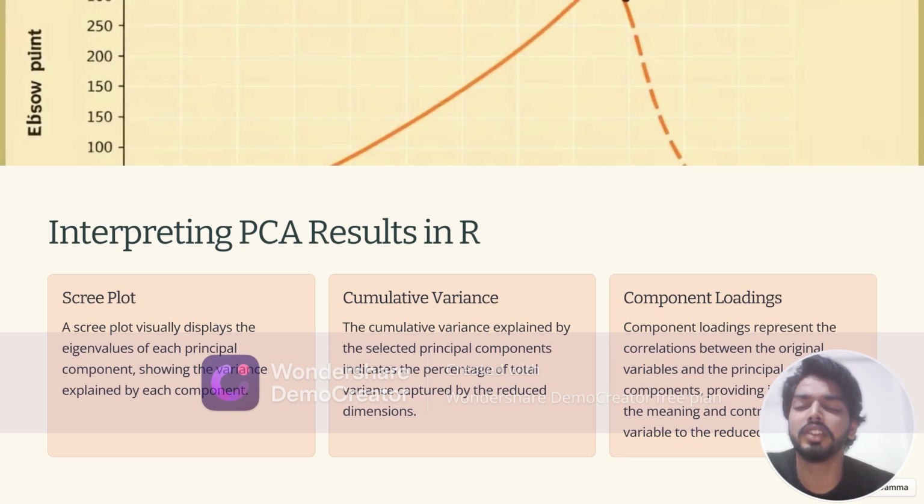Interpreting PCA results in R. Scree plot, cumulative variance, component loading. These are basically the three things that we need to understand about interpreting the results in R. Scree plot. What is a scree plot?